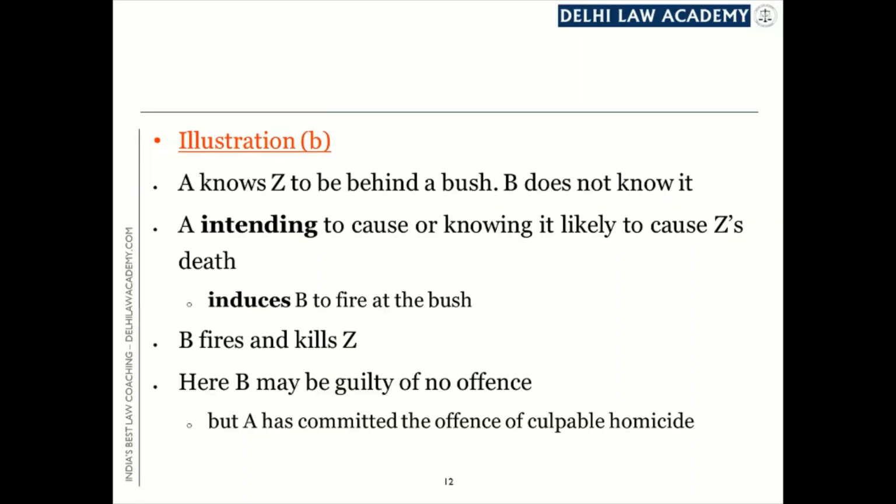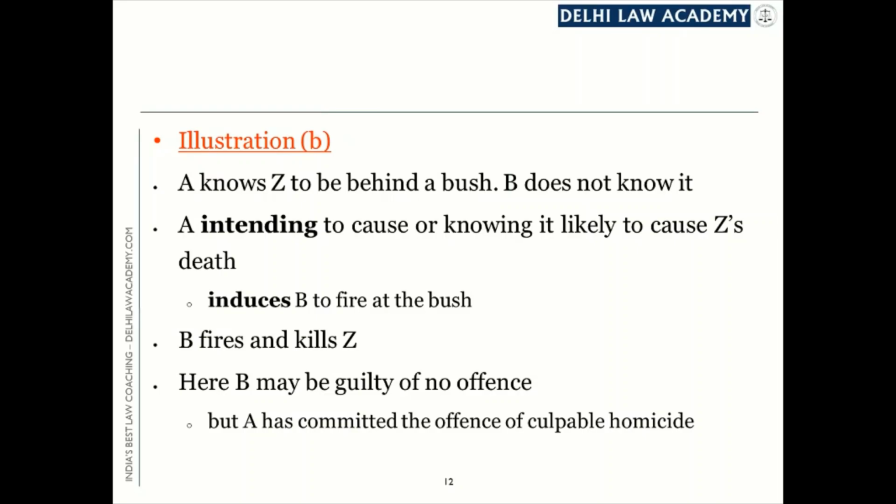Here is the second illustration. A knows Z to be behind a bush. B does not know it. B does not have the knowledge that Z is behind the bush. A intends to cause death of Z, or at least he has the knowledge that by his act Z's death is likely to be caused. With this intention or knowledge, he induces B to fire at the bush. He instigates B to fire. Accordingly, B fires and kills Z.